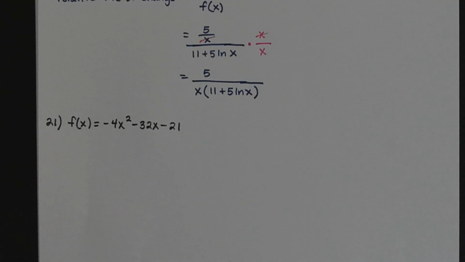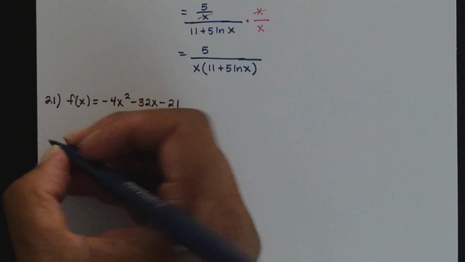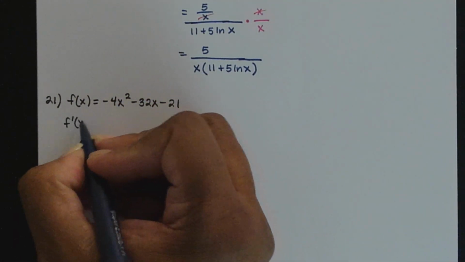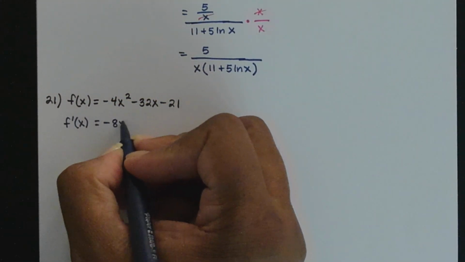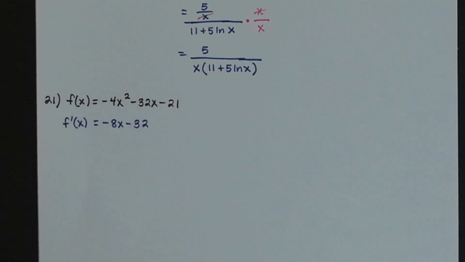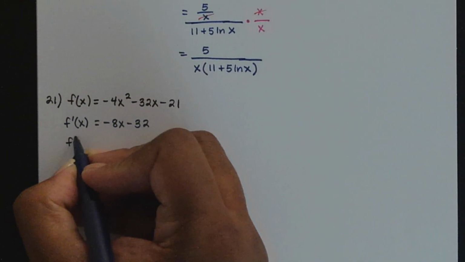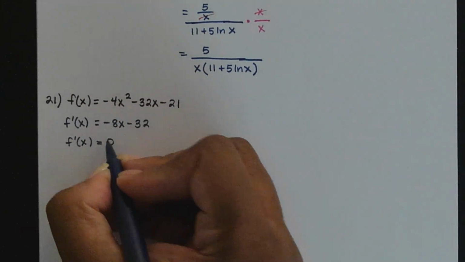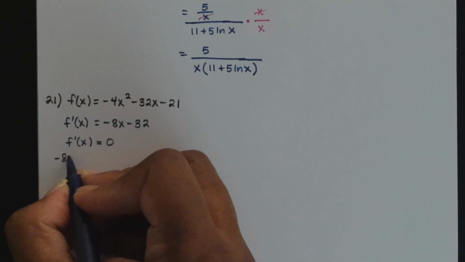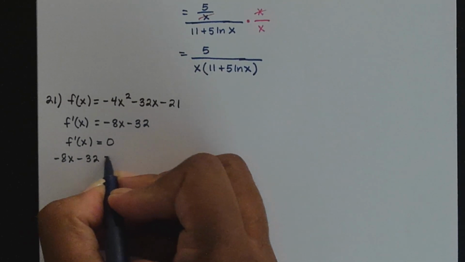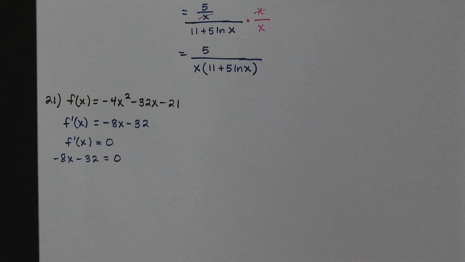So the first thing I need to do here is find out what the derivative of this function will be to find out my intervals in which it's increasing or decreasing. So this is negative 8x minus 32. So that's what f prime of x will be. Okay? Now to find my possible critical points, I set f prime of x equal to 0. So that means I have negative 8x minus 32 is equal to 0.